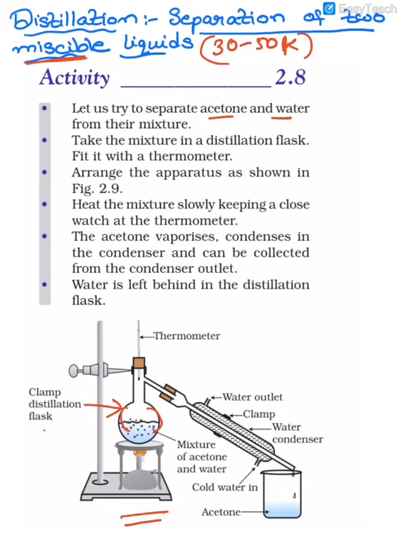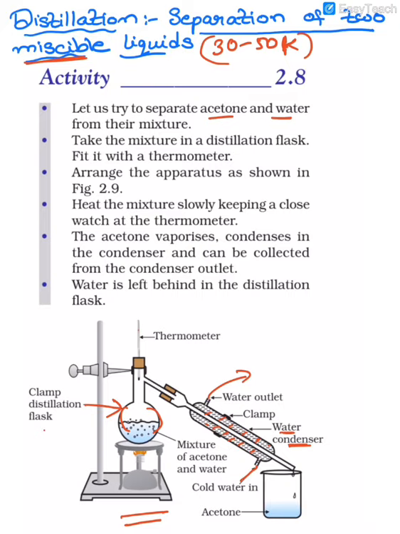A thermometer is inserted and you can see here, this is the water condenser. Yes, a pipe is passing through this water condenser. You can see cold water enters from here and from here the water comes out. In between, cold water keeps on flowing in this. This instrument is clamped here, and then you have a beaker here.